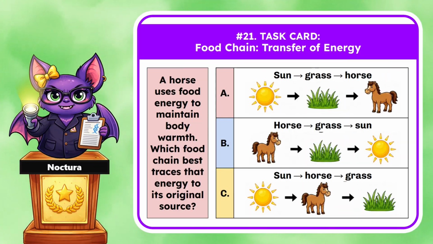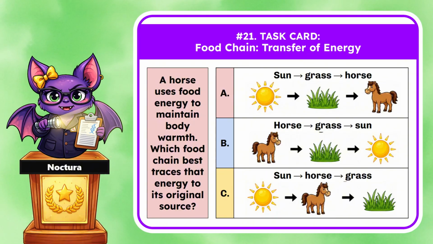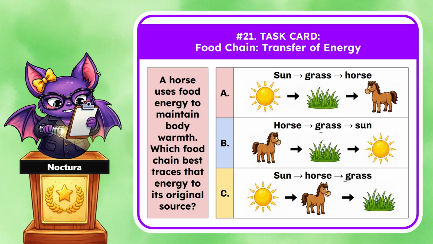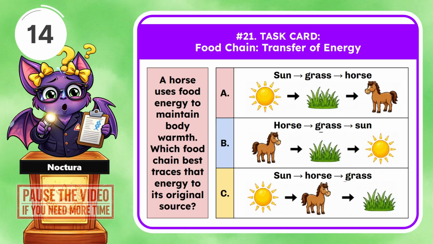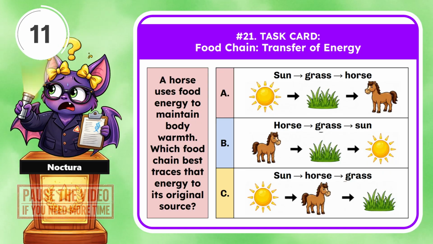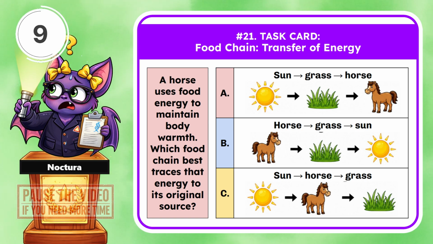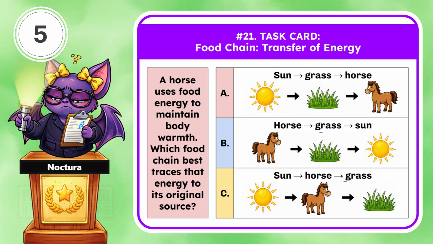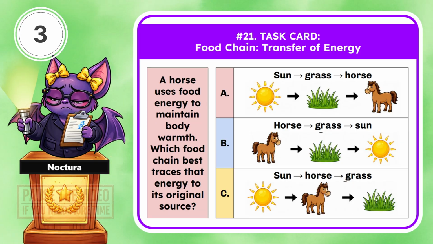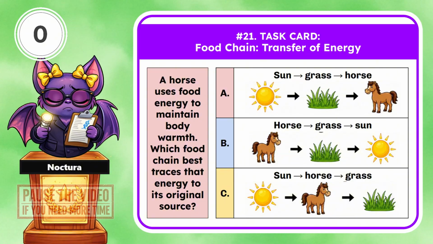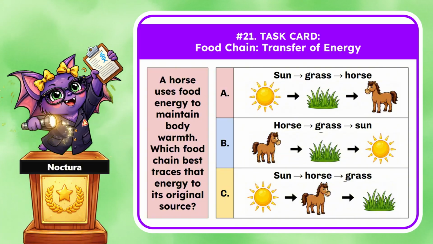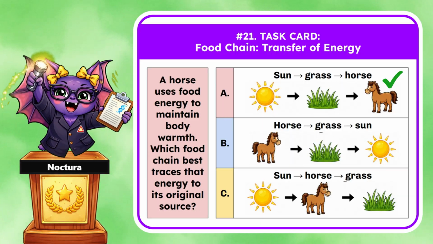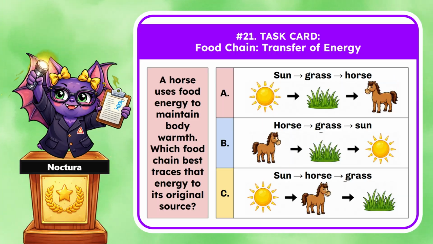A horse uses food energy to maintain body warmth. Which food chain best traces that energy to its original source? And the correct answer is letter A. Sun gives, grass gives, horse.